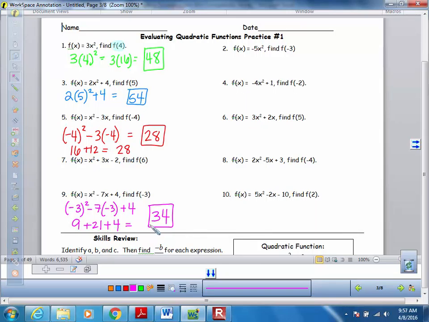And if you're not plugging it in, you may struggle when it comes to the test. You want to make sure that you're doing this as I'm doing it so that you know how to plug it in. Okay?